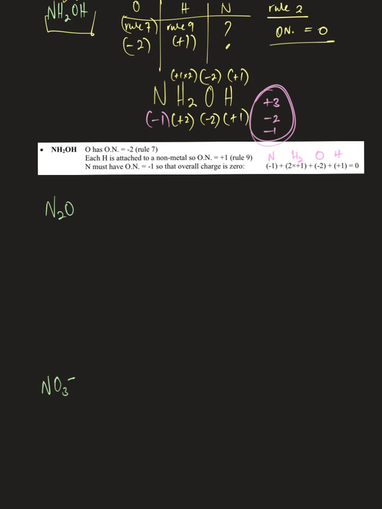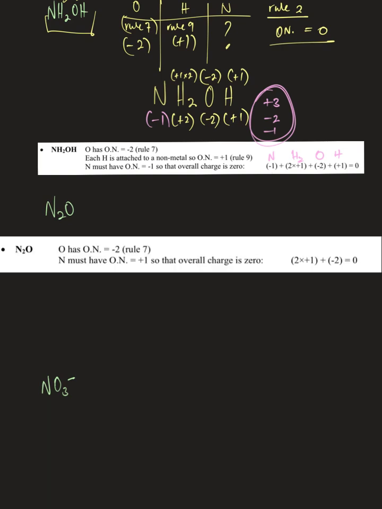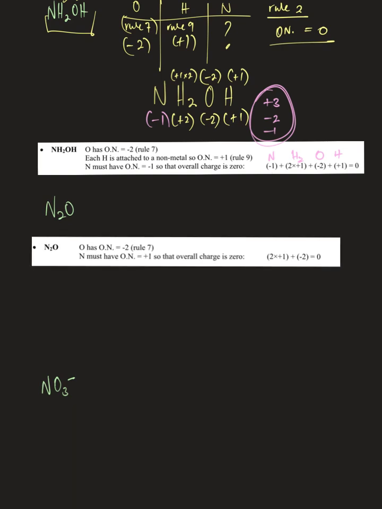N2O: oxygen, we know, must be -2, and you've got 2 nitrogens. So if you have -2, each of your nitrogens has to be +1. If each of your nitrogens is +1, you're basically going to have 2 times +1 plus -2, which should give you an overall oxidation number of 0.